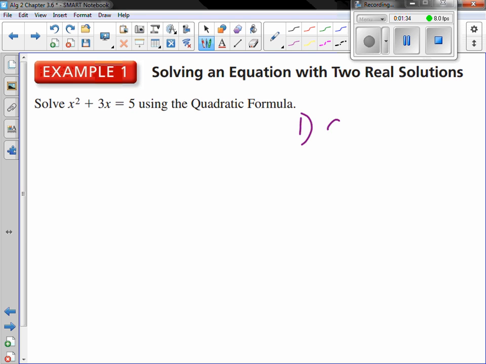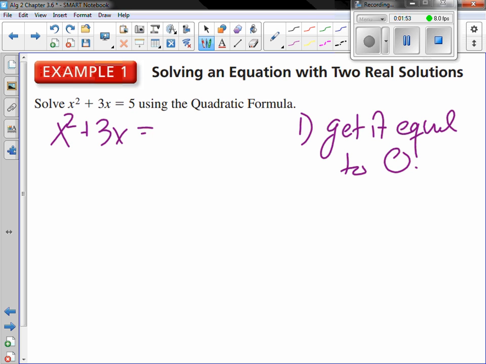Step 1: get it equal to 0. The equation needs to be equal to 0, because if we're going to use the quadratic equation, it has to equal 0. Well, does this equation equal 0? No, it's equal to 5. So if I want it to equal 0, I need to subtract 5.